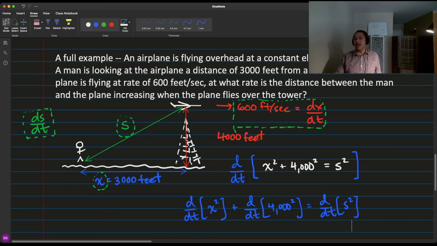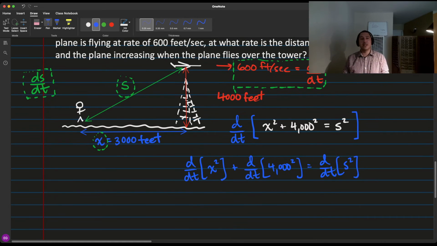Does that make sense? You can't just take x squared plus 4,000 squared equals s squared and substitute in the 3,000, because that will just tell you how far the man is from the plane right now. We want to know how that distance is changing, not actually how far he is. Once you realize that, you're like, oh, that just tells me the distance between them. It doesn't actually tell me how that distance is changing, which is what the question specifically asks for. Yep, exactly.